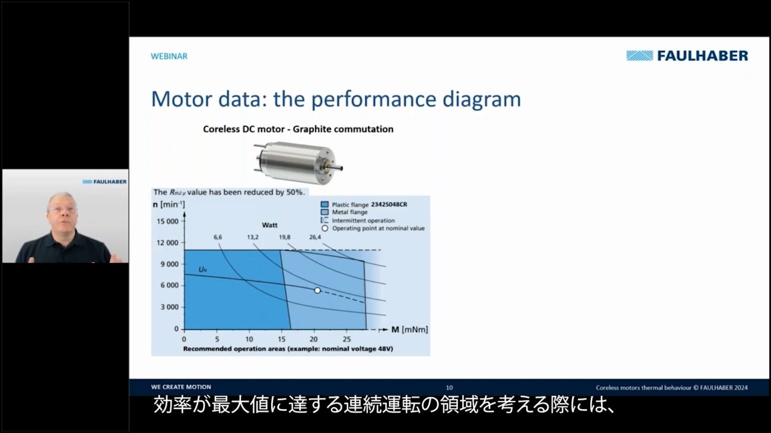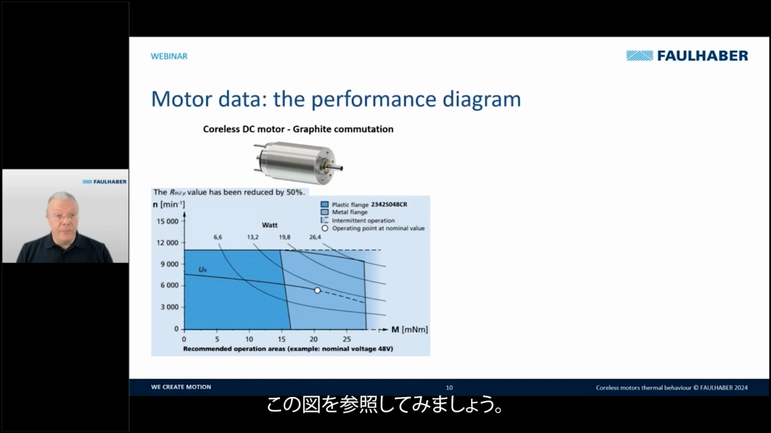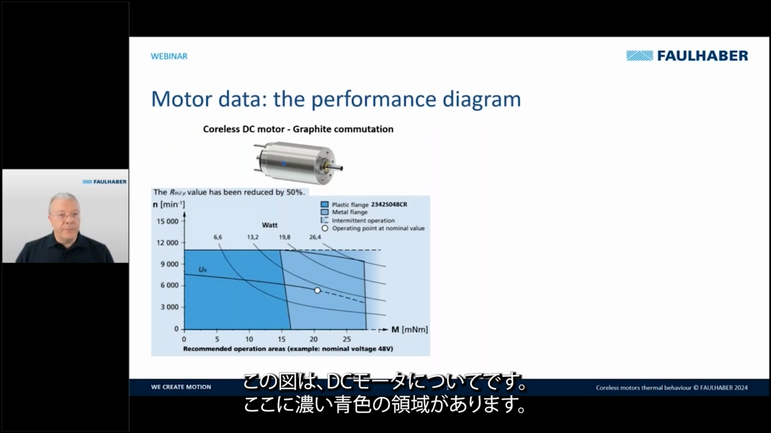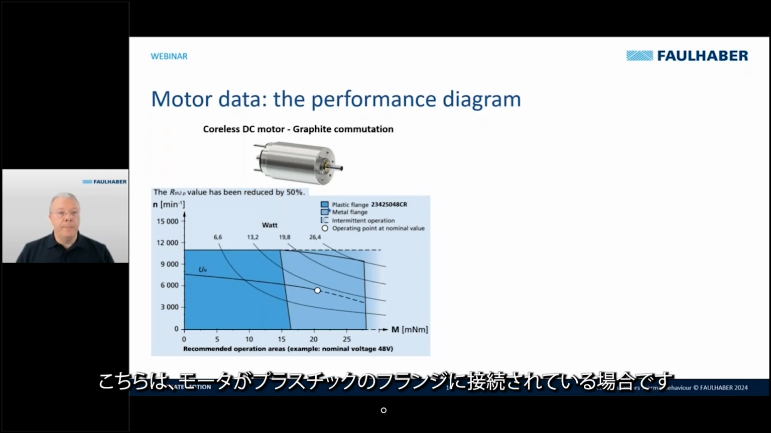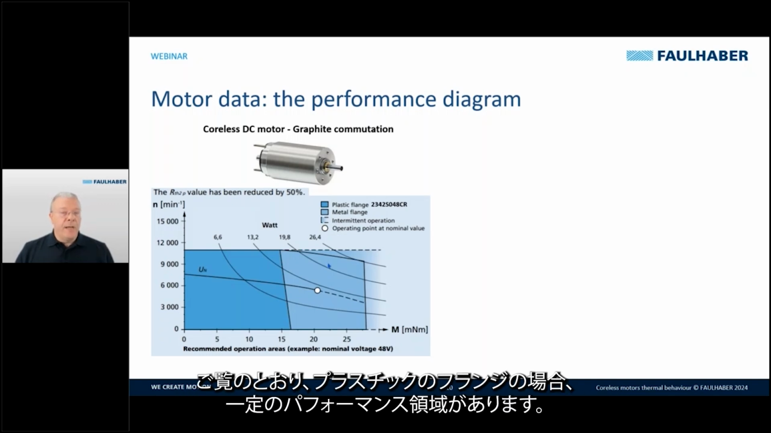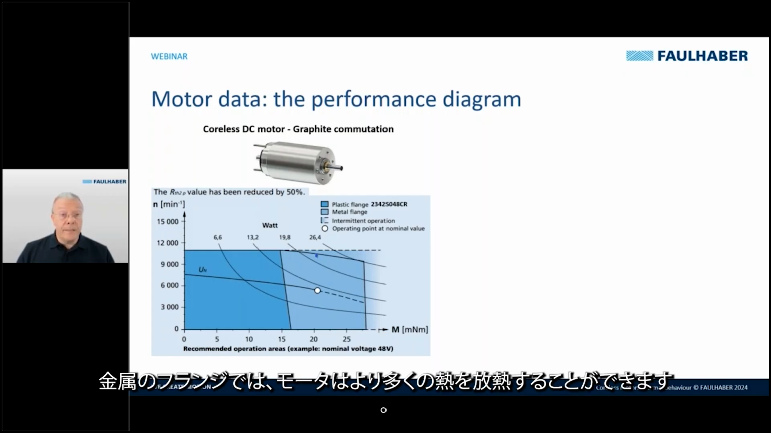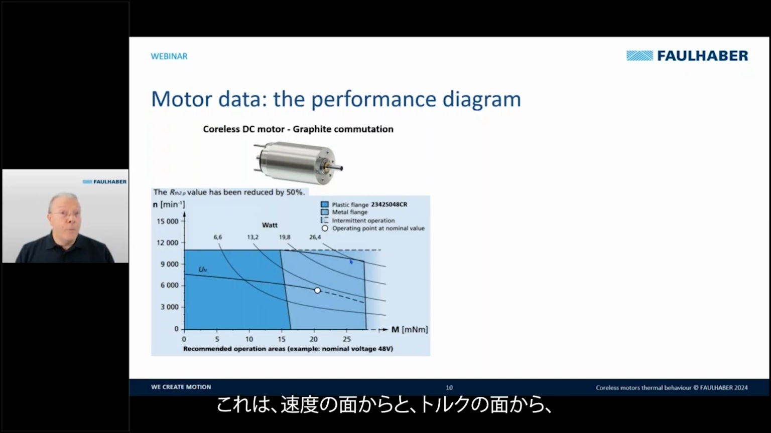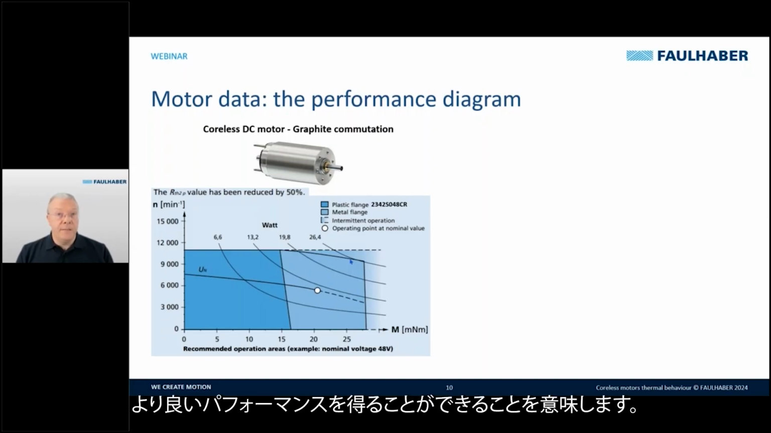When we consider the region of continuous operation where the efficiency reaches the maximum value, then we can have this diagram here. In this diagram for a DC motor, you see that we have the dark blue area. This is when the motor is connected to a plastic flange, and the light blue area is when the motor is connected to a metal flange. As you can see, the plastic flange has a certain performance area. With a metal flange, the motor can dissipate the heat better. So this means that you can get more performance in terms of speed and in terms of torque.